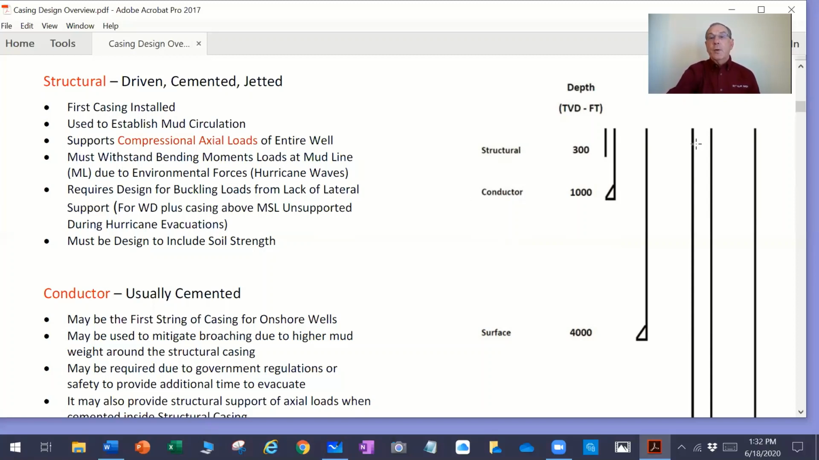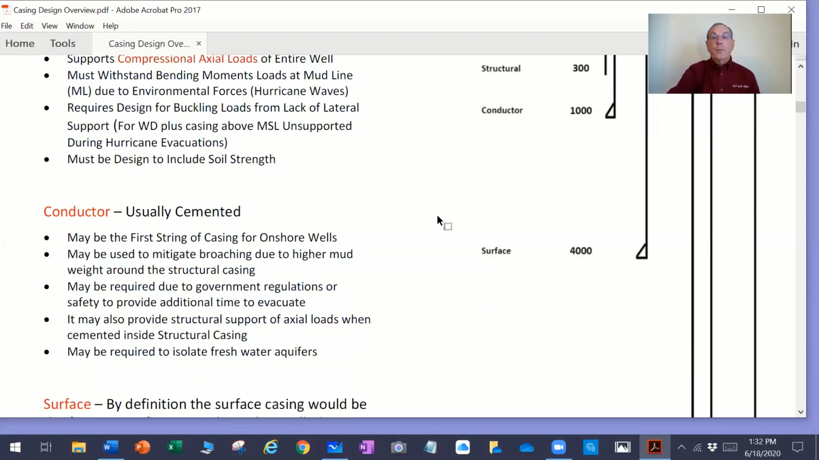So for this diagram on the right here, this structural pipe would probably be set maybe 200 to 300 feet below the mud line. Sometimes on land wells, it's as shallow as maybe 80 feet below mud line, something like that. Then the next string of casing that we would probably set on a well would be a conductor casing.